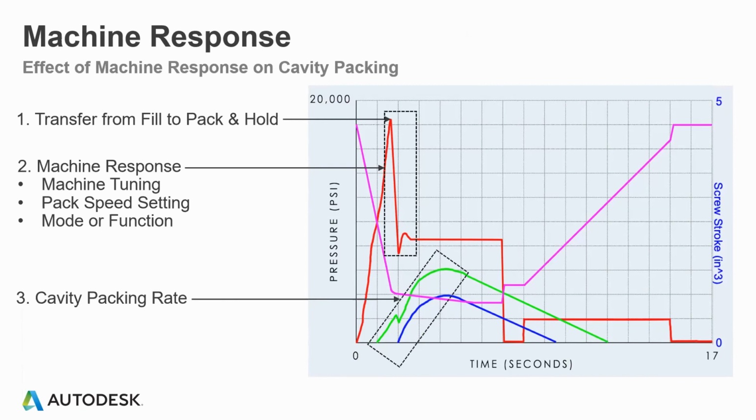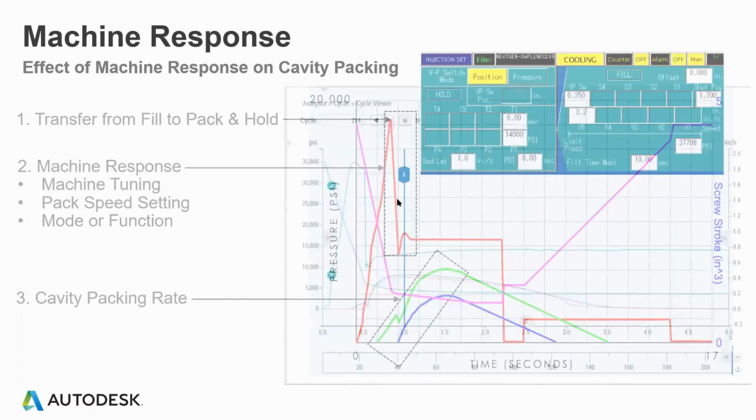So packing rate, really the slope of those two curves, the green and the blue curve on the front side, as well as the resulting peak cavity pressure. You could have an instance where you packed it very quickly at a very high pressure, or you could pack it slower at a lower pressure. And that's all going to be in terms of how this machine responds. So I have some real-world curves here to show you what that would look like.